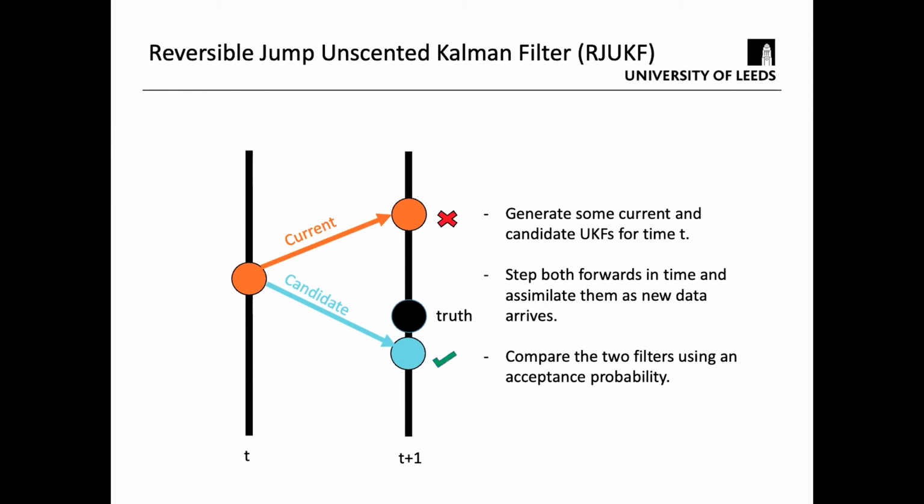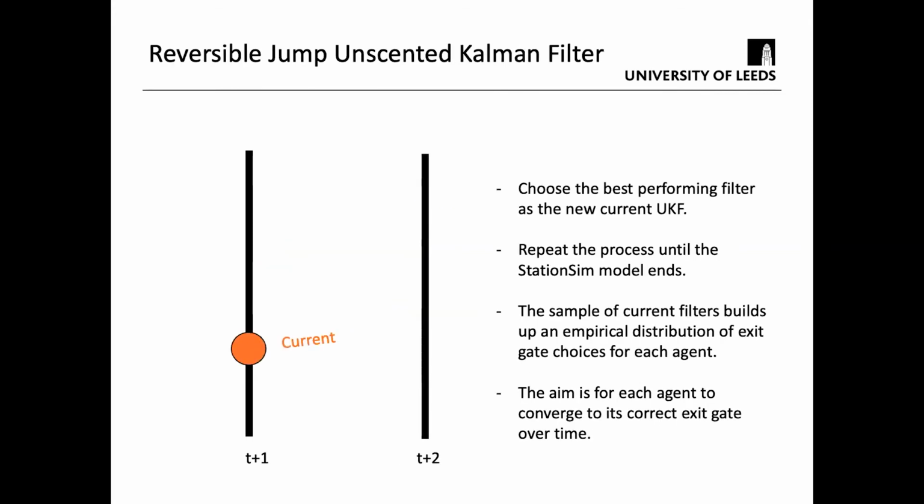So in this case, we can clearly see that the candidate filter appears to be closer to the truth, closer to the observed data. And so what we would do is reject this null hypothesis, and assume that this candidate filter has the best combination of exit gates currently. So we replace the current filter. We have this new null hypothesis, this new best combination of gates, and we repeat the process again. We generate a candidate filter with new gates. We step them both forward and assimilate, and compare them to find the best.